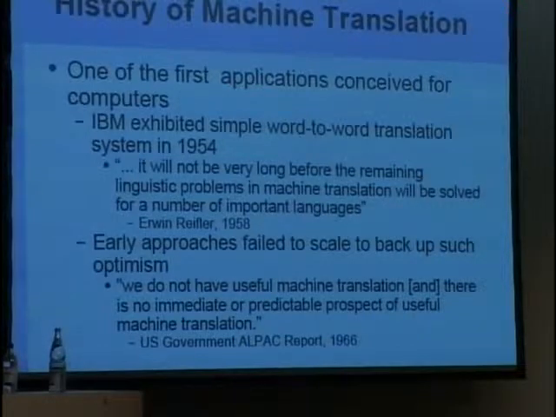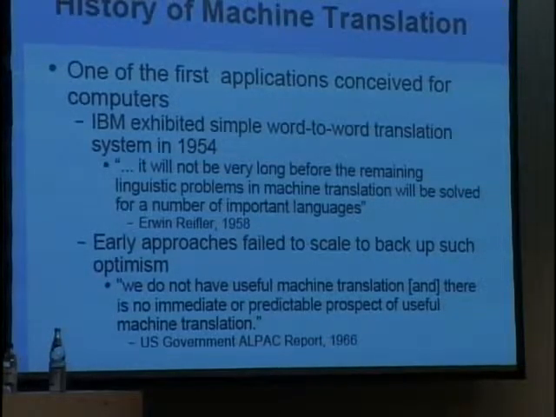This is 1958. So these early approaches, like a lot of other AI research, MT is actually referred to as an AI complete problem. Like a lot of these other AI complete problems, there was a lot of early optimism that sort of fizzled out. And these early approaches really failed to scale to back up such optimism. And here we have a US government report that was just very, very negative, and kind of quelched any research in the field for almost a decade. So we do not have useful machine translation, and there's no immediate or predictable prospect of useful machine translation.